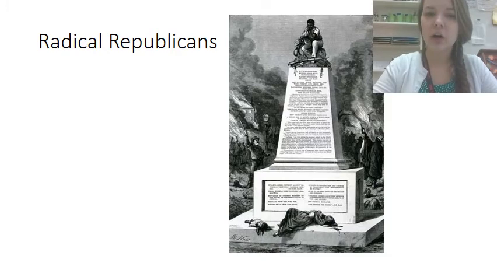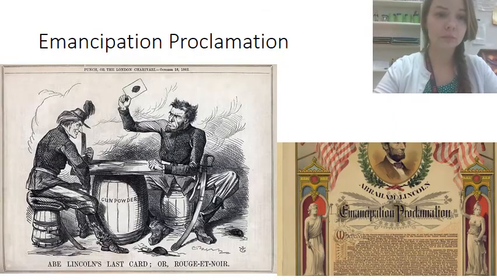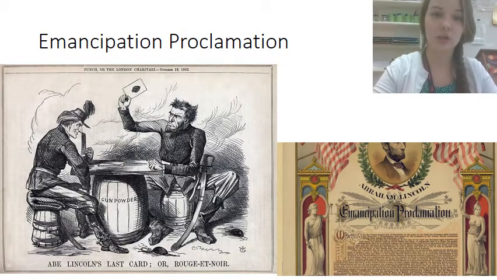These are people that are going to call for a war that ends slavery all the way from the beginning. Think of them as liberals during this time frame. They are going to be mostly Northerners, and that is going to be a major crux to what they believe, ending slavery. So that leads us to the Emancipation Proclamation.